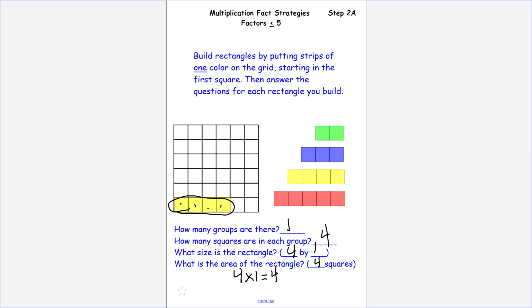The commutative property of multiplication tells us that we can switch the order of the factors without changing the product. So let's go ahead and do that. Let's switch the order of the factors to 1 by 4. We know that that also equals 4. So we now know 2 new benchmark facts. 4 times 1 equals 4, and 1 times 4 equals 4.